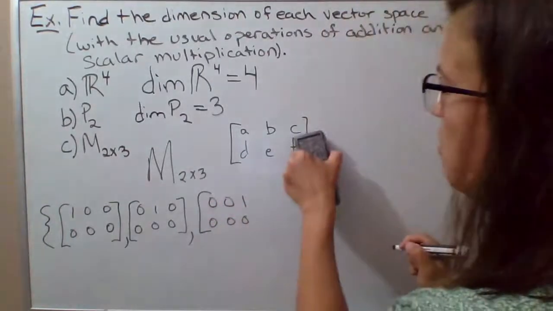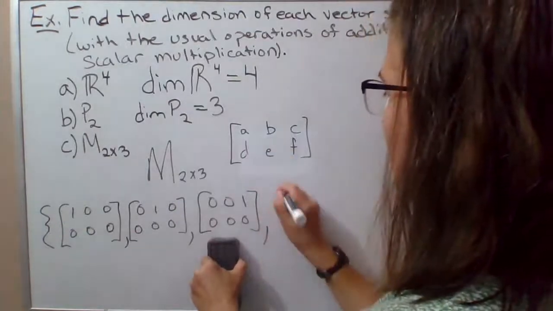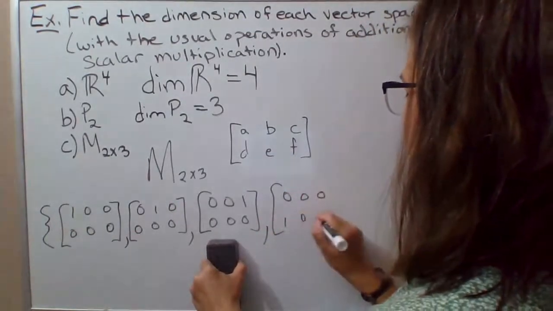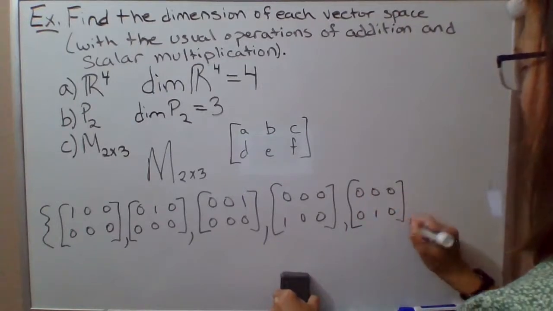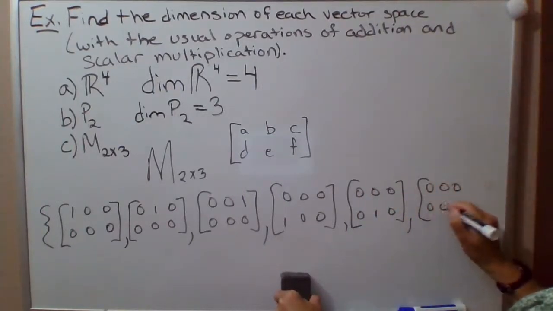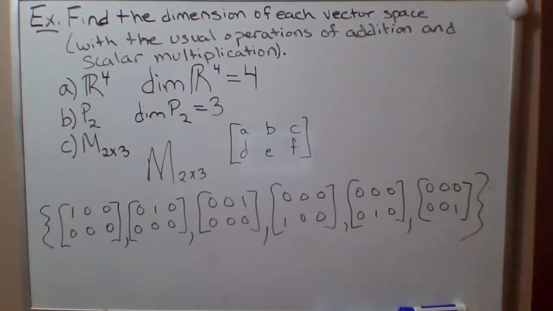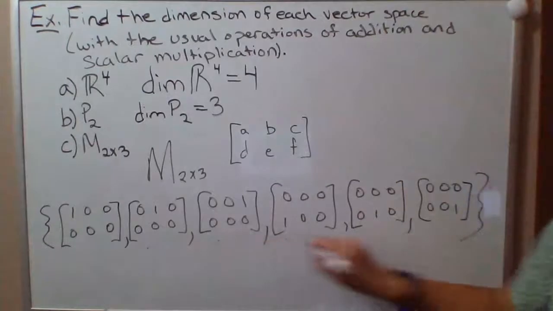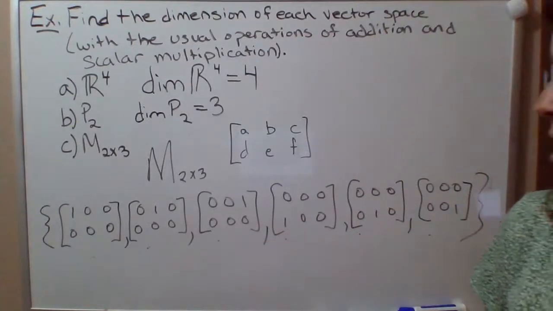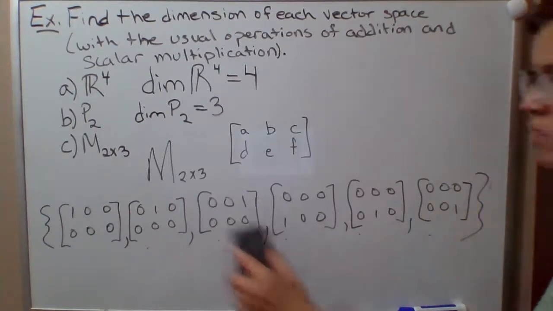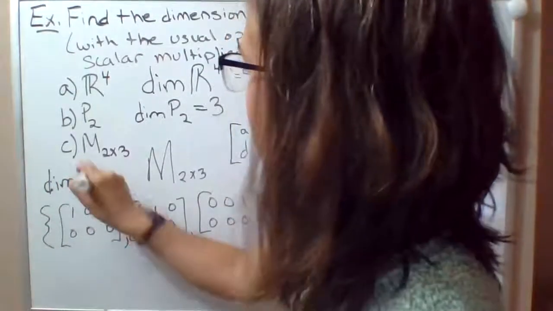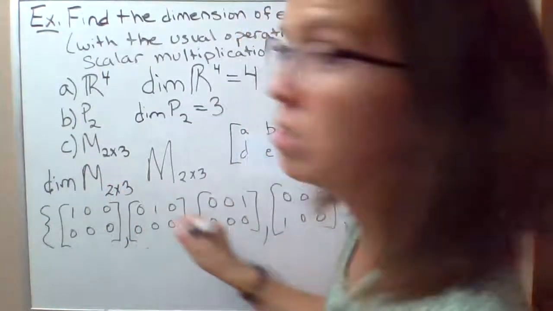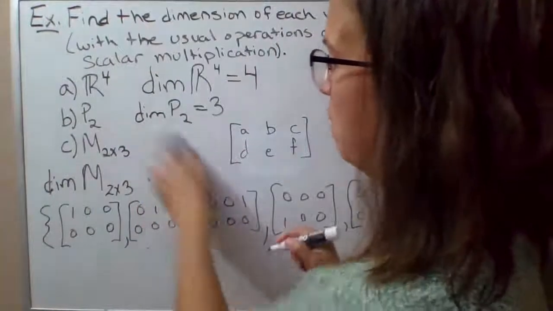Because it would have been C times this matrix, plus D times this matrix, plus E times this matrix, and then F times this last one. So because a basis for M2 by 3 has 1, 2, 3, 4, 5, 6 elements in it. This is just one basis, but then every basis for M2 by 3 must have 6 elements. And we can say that the dimension of M2 by 3, the collection of all 2 by 3 matrices, is 6, because we have a basis with 6 elements.